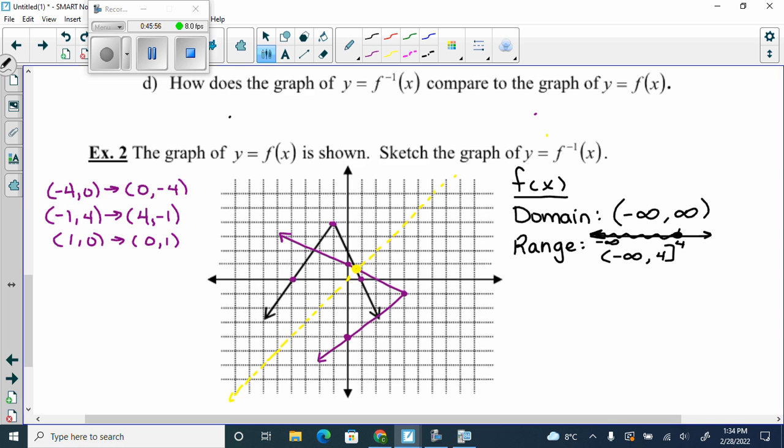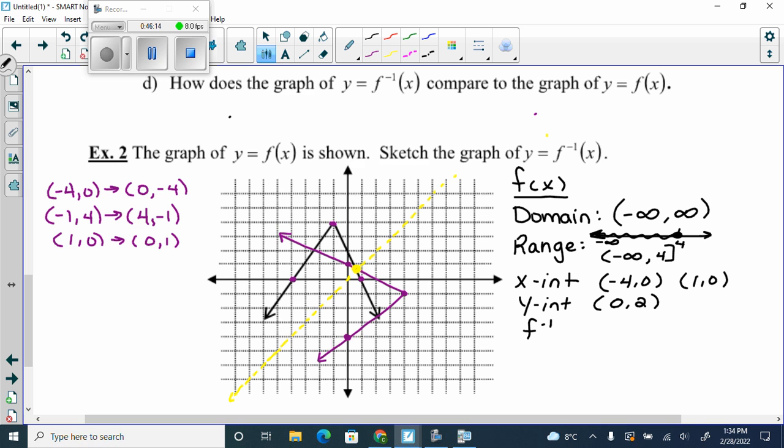What are my x-intercepts? They're at negative 4, 0, and 1, 0. And my y-intercept is 0, 2.